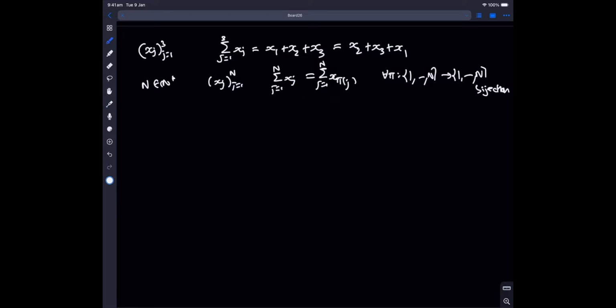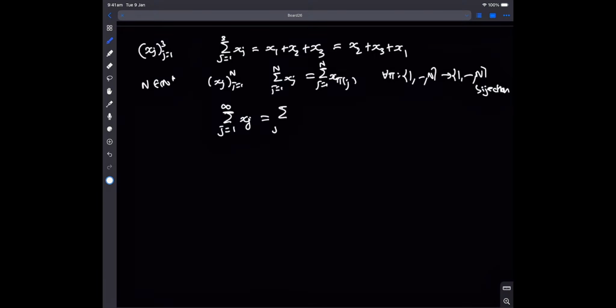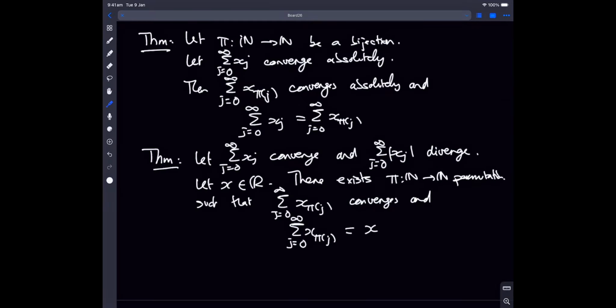The question we are going to address in this video is what happens if the sum is infinite. Can we say that the infinite series, if it converges, is the same as the infinite series, assuming it converges, of the permuted version of the xj? We are going to prove 2 theorems about this question.